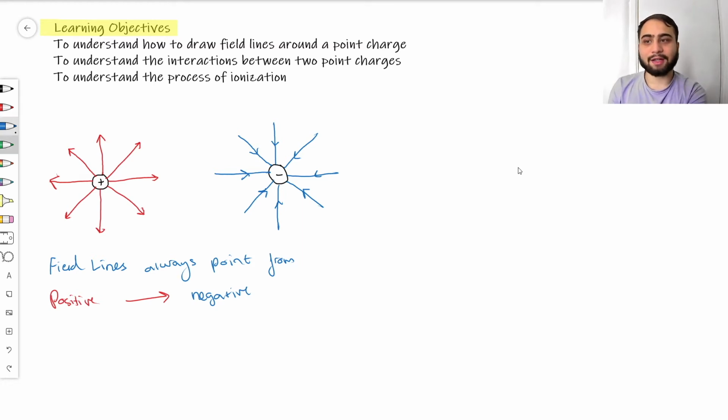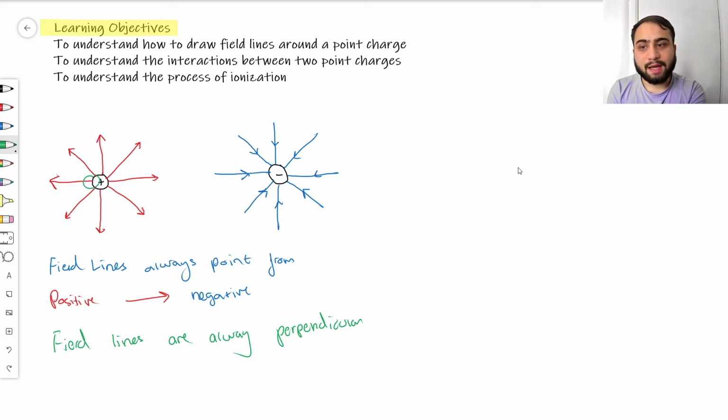Now, another thing that you need to know is that field lines are always perpendicular. So what does that mean? That means that they're always 90 degrees to the surface of the charge, and you should always draw at least 4, but if you have time, draw 8 just to really hammer it home that you understand field lines.